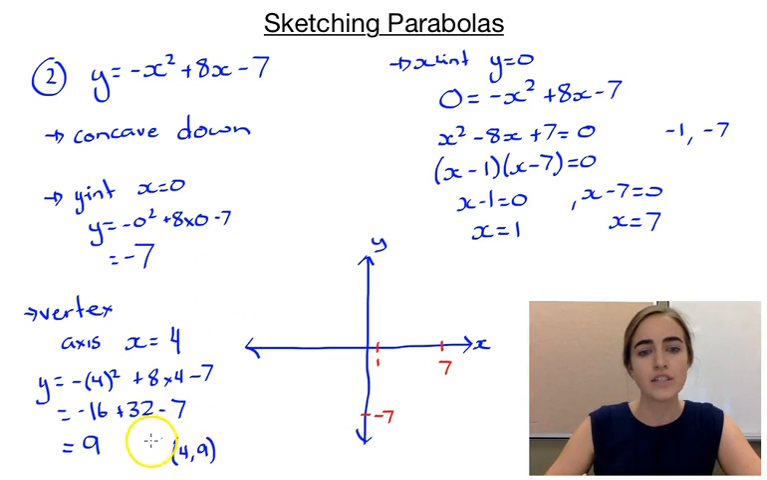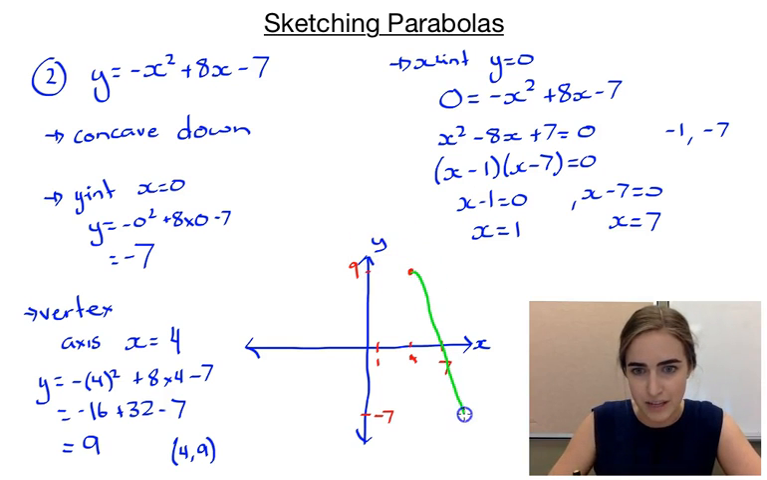And then we know our vertex is at 4, 9. So 4 will be halfway between, and 9 would be up here somewhere. So we'd have our vertex here. So now we know our parabola is concave down, so it's going to come up through these points, round and back down. So I'm just going to start sketching it from the top. It's a little bit easier.